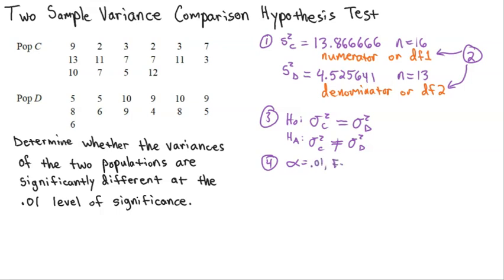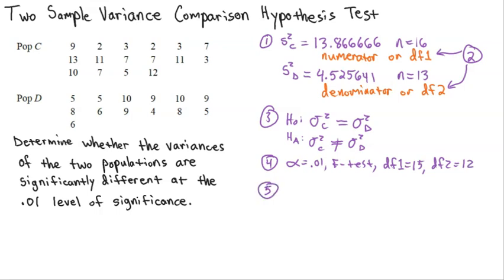This is an F test. df1 is the degrees of freedom from the numerator. n is 16, so 16 minus 1 is 15, so df1 is 15. We also need df2, which comes from the other sample, and it's 13, so 13 minus 1 is 12.